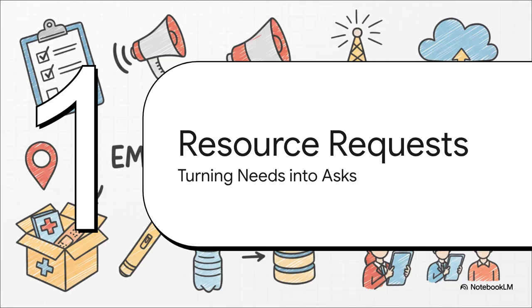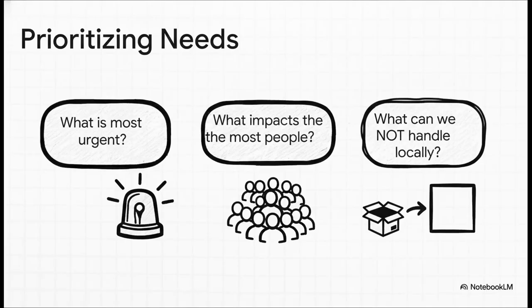Okay, so now we get to the real meat of this module. This is the most important part. How do we take those neatly organized needs and turn them into formal, actionable requests for help? This is where the magic happens. So you've got this list of problems. How in the world do you decide what to ask for first? It all comes down to asking three really powerful questions.